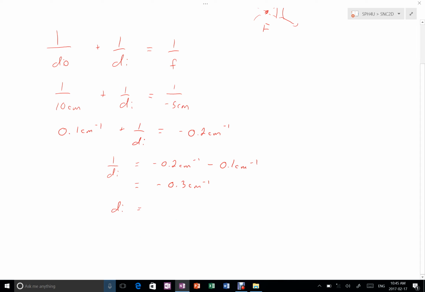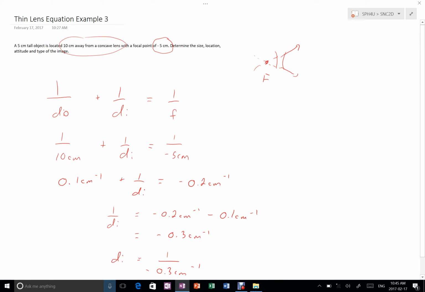Taking the reciprocal of both sides, or flipping both sides, I got 3.33 centimeters negative. Now, with all that in hand, I can figure out how big my image is using my magnification formula, the height of my image divided by the height of my object, and that's going to be related to my image distance and my object distance.